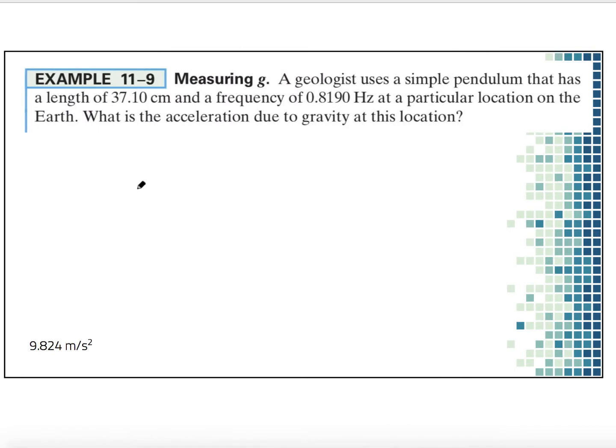To wrap this video up, we have a single example problem for a pendulum. Our simple pendulum has a length of 37.1 centimeters, so our length we're going to write as 37.1 centimeters or 0.371 meters. The frequency of this pendulum, meaning how quickly it goes back and forth, or essentially how often it ticks, if you think of it as a clock, is 0.8190 hertz at a particular location on Earth. From this, we want to calculate the acceleration due to gravity.